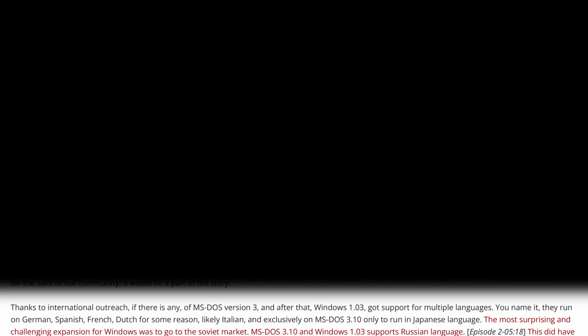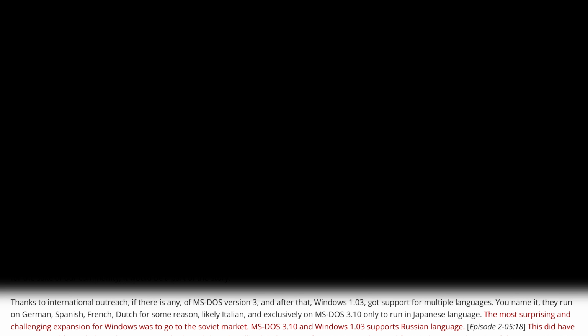Thanks to international outreach of MS-DOS version 3, and after that, Windows 1.03 got support for multiple languages. You name it, they ran on German, Spanish, French, Dutch for some reason, likely Italian, and exclusively on MS-DOS 3.10 only to run in the Japanese language. The most surprising and challenging expansion for Windows was to go to the Soviet market. MS-DOS 3.10 and Windows 1.03 supported the Russian language.